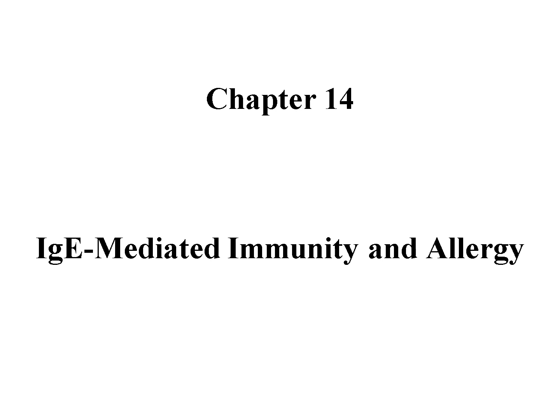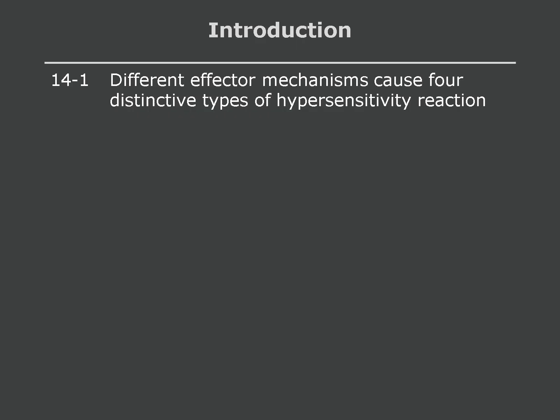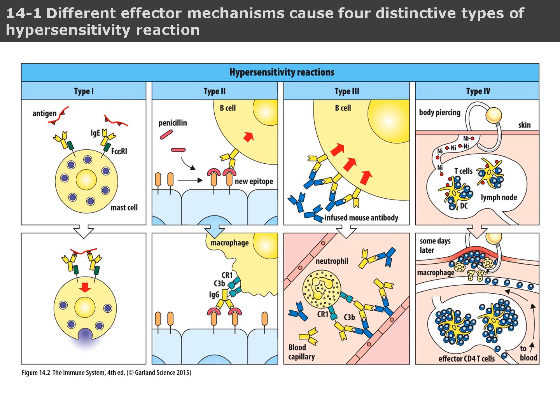Chapter 14, IgE-Mediated Immunity and Allergy. Different effector mechanisms cause 4 distinctive types of hypersensitivity reaction. This figure explains the 4 major types of hypersensitivity reactions, each involving different immune mechanisms.